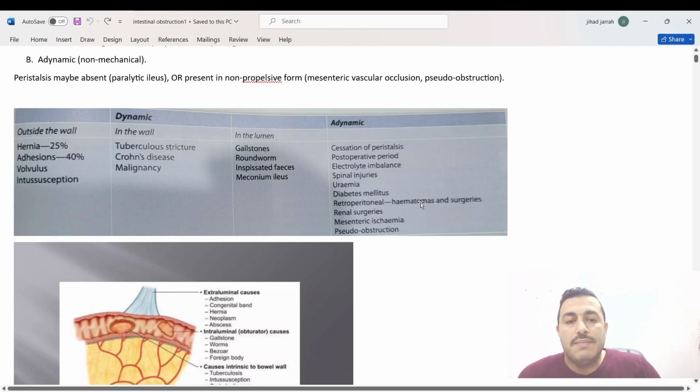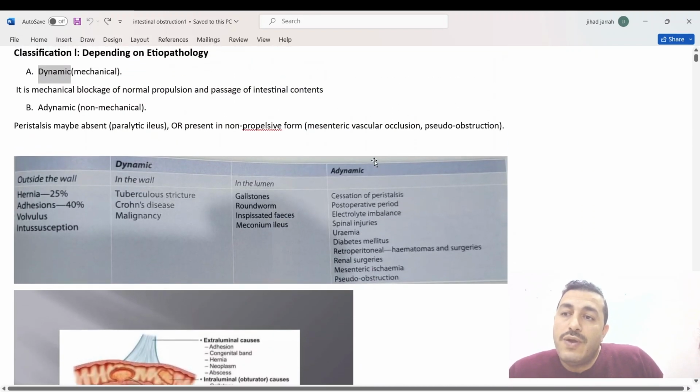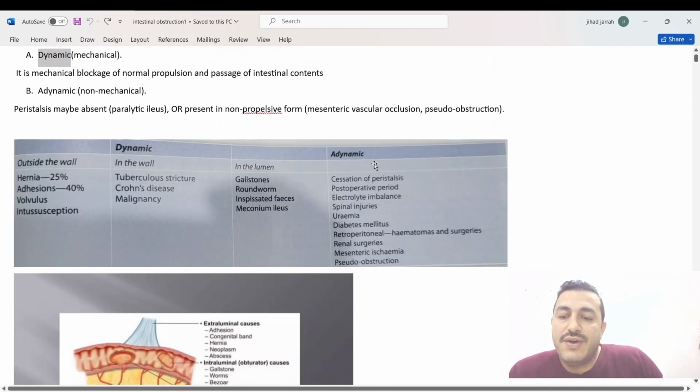Retroperitoneal causes are extremely important, for example hematomas or surgeries, such as kidney surgeries, renal surgeries, and mesenteric ischemia, one of the adynamic causes, and pseudo obstruction. Pseudo obstruction will be discussed later in this lecture in detail. So this is one of the most important classifications.